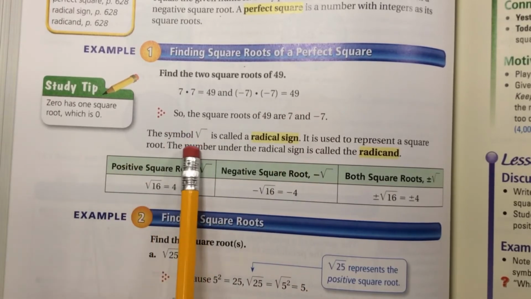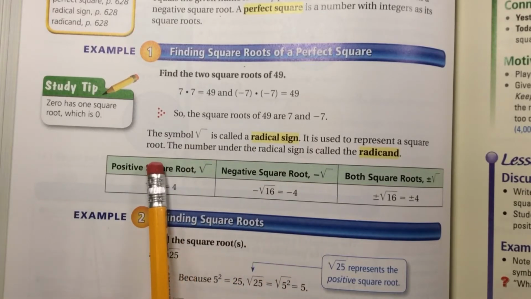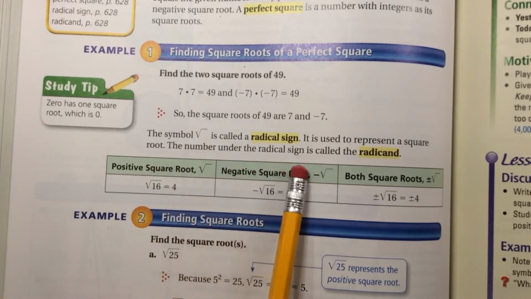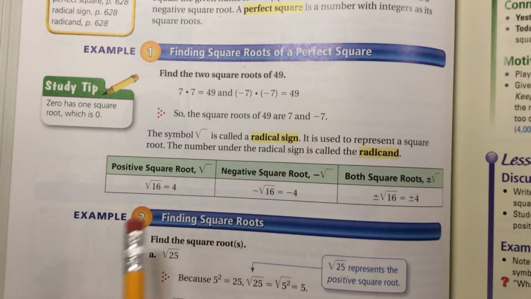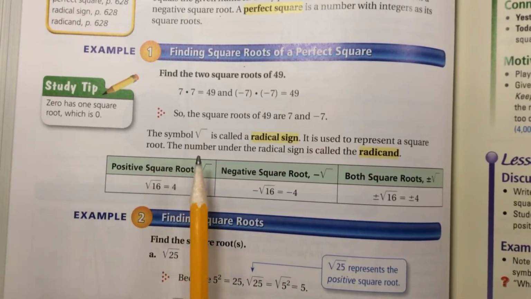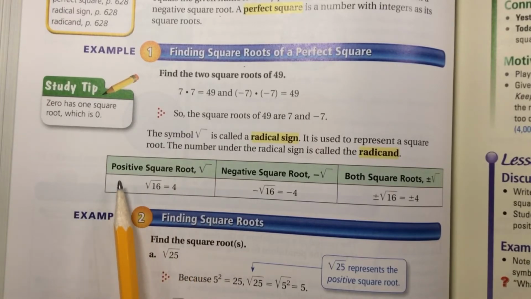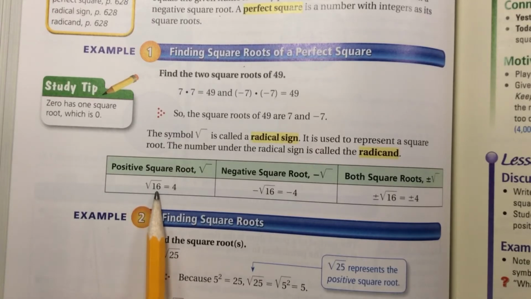The symbol here is called the radical sign. It is used to represent a square root. The number under the radical sign is called the radicand. You won't have to remember that, but you might have to remember it later. So if we just see the radical sign here, for instance the square root of 16, then we are only looking for the positive square root. Okay, so we're normally looking for the positive square root.